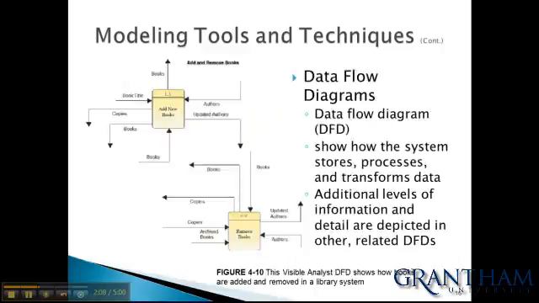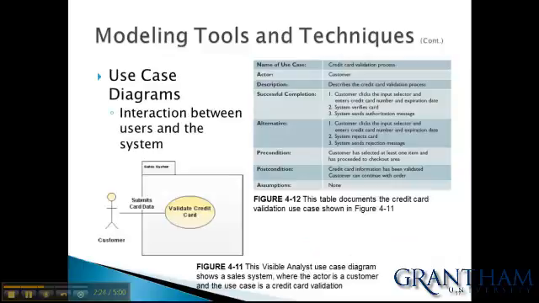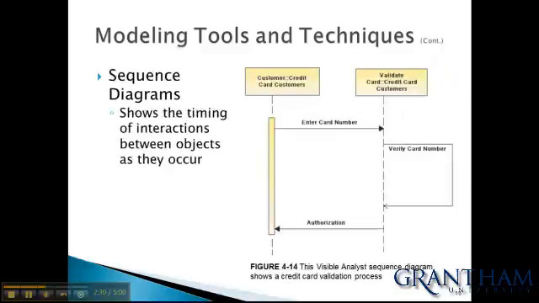A data flow diagram shows how the system stores, processes, and transforms data. You have additional levels of information and detail depicted in other related data flow diagrams. A use case diagram shows the interaction between the users and the system. Then you have a sequence diagram. This shows the timing of interaction between objects as they occur.